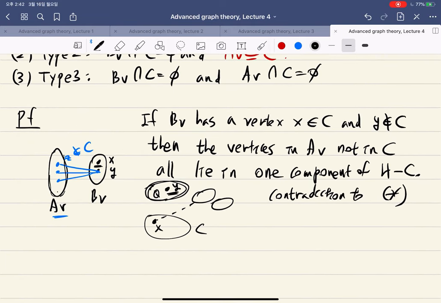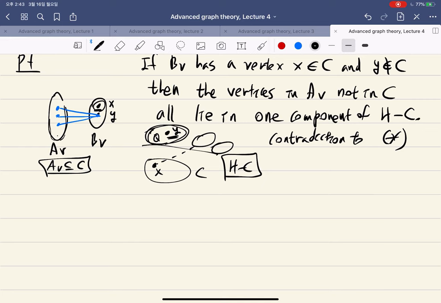Because we showed that X has neighbors in at least three components of H minus C, but in this case there is only one. Even if all the vertices in A_v lie inside C, it's the same, because X, in that case, has no neighbors in any of the components.